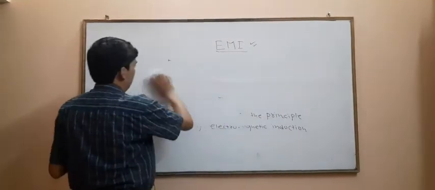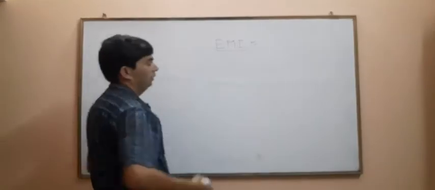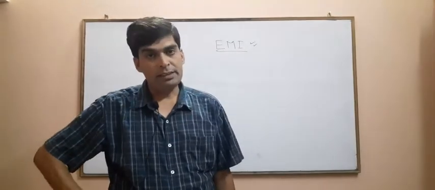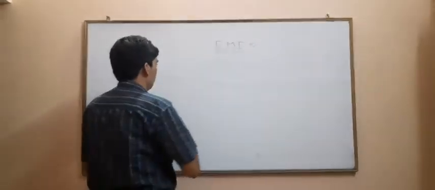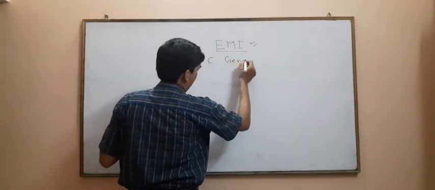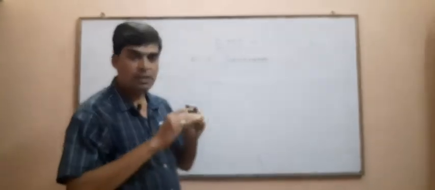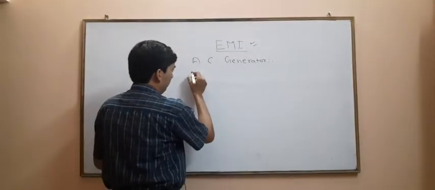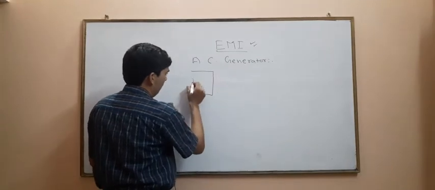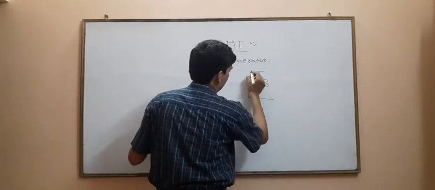Now we'll move to the construction of an electric generator. Here today we are talking about the AC generator. First of all, like the electric motor, we will place two strong electromagnets. One has a north pole and the other a south pole.